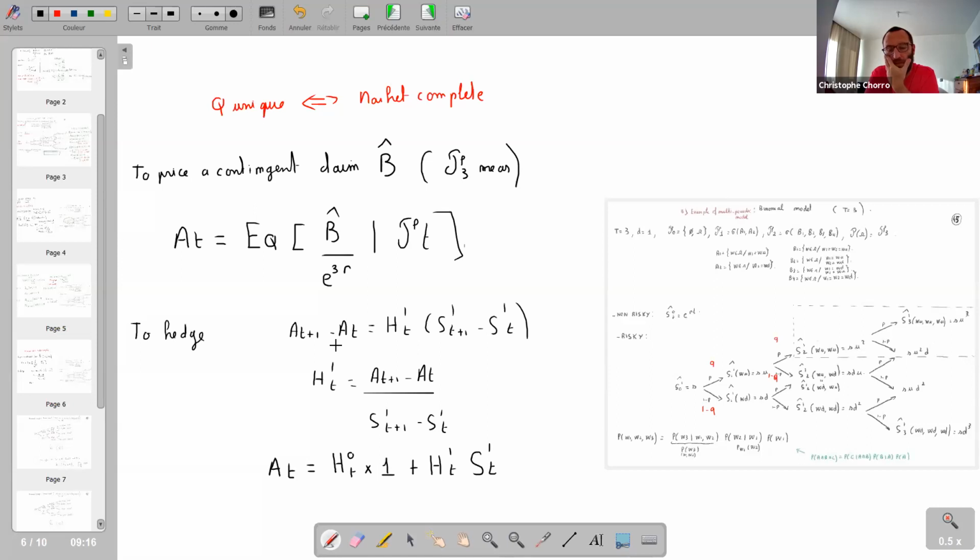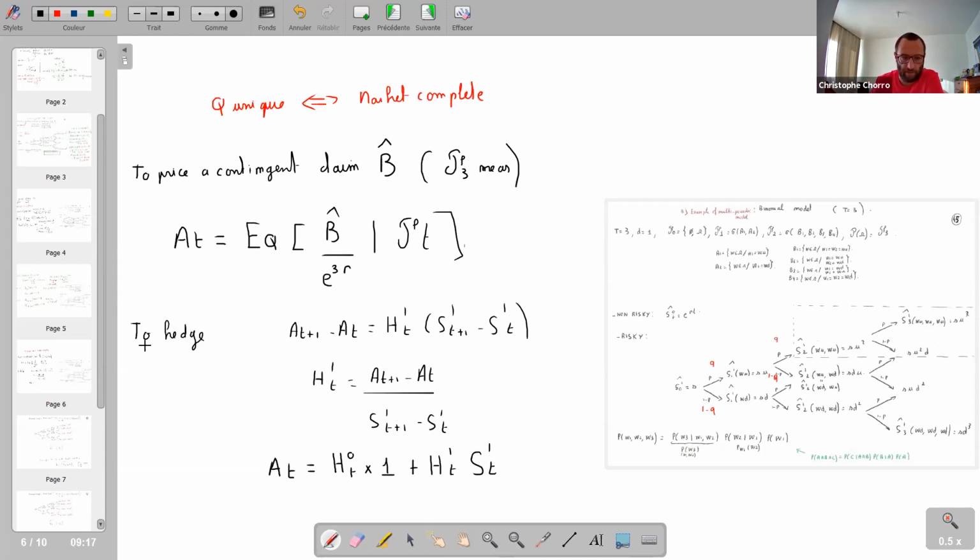So in this model, I can price and hedge any contingent claim using what we have done in the previous part of the course, the theoretical part, because I have a model that is complete. Okay? So now we are going to do a numerical example in this situation, with particular values for the parameters of my model, that is S, U, D, and R, and I will see how to do the job.